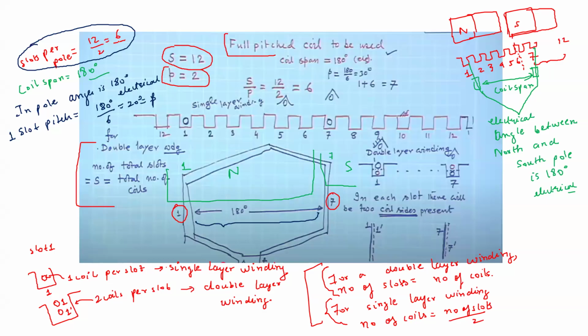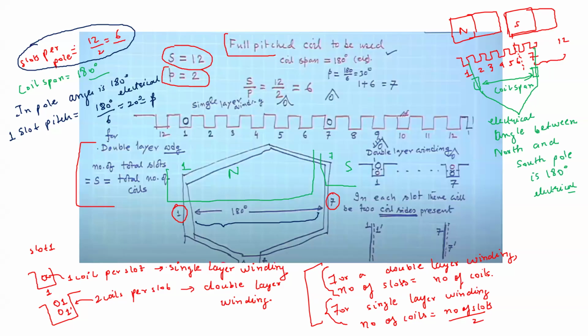Irrespective of whether your coil is full pitched or short pitched, we will see one generalized formula for finding the coil span. For a full pitched winding, one end of the coil is put in the first slot under the north pole, and the second end of the coil is put in the first slot under the south pole.